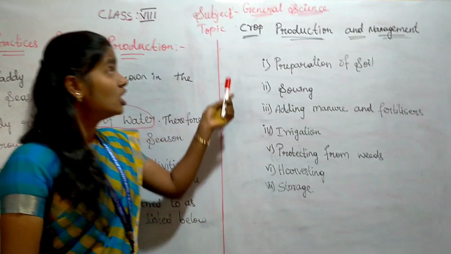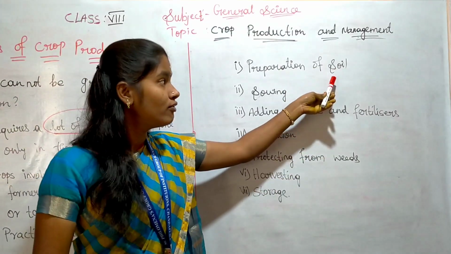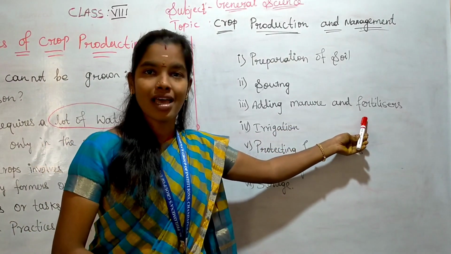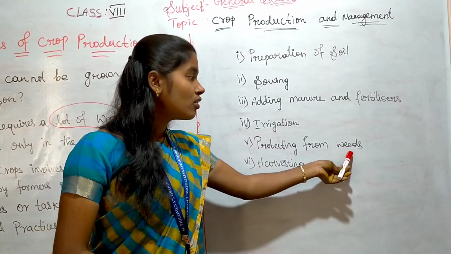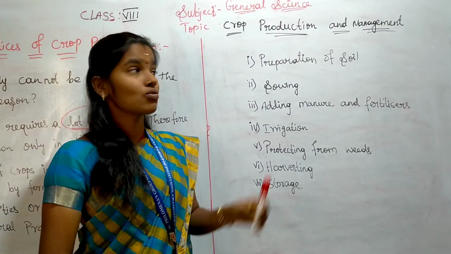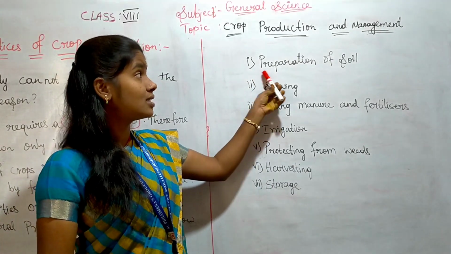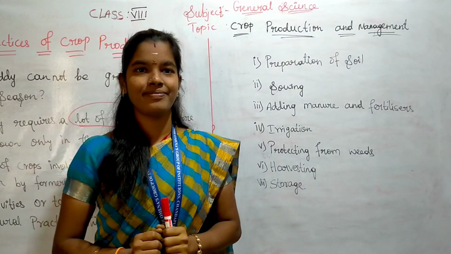What are those activities? You can see here, the first one is preparation of soil, then sowing, adding manure and fertilizers, irrigation, protecting from weeds, harvesting and storage. So these are the agricultural practices. In this session, we will see the first one, preparation of soil, in detail.